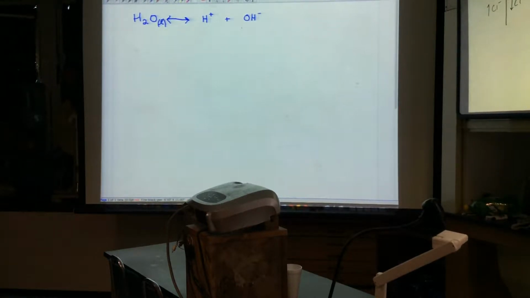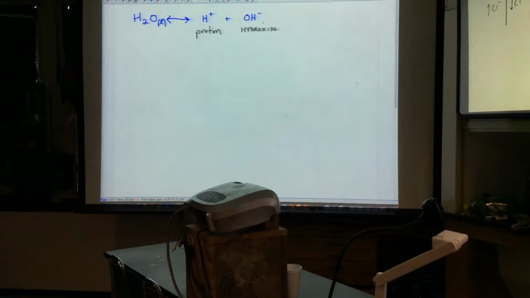And by the way, we've dealt with this hydroxide. This hydroxide is listed in table E. This is called a proton. It's listed in table O.